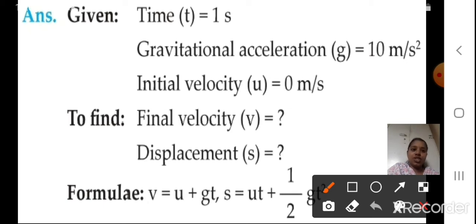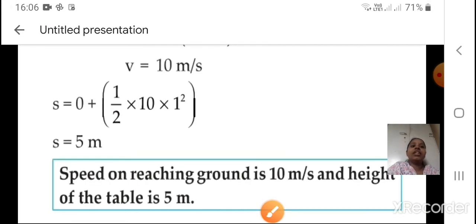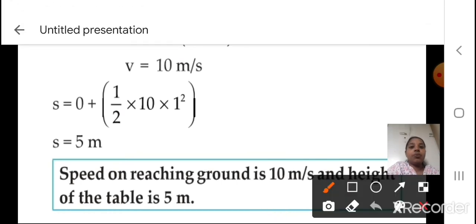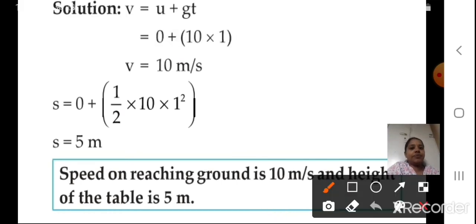V is equal to u plus gt and s is equal to ut plus half gt square. Remember students, wherever a was there, instead of acceleration a, we are writing gravitational acceleration, that is g. Now the first one, v is equal to u plus gt. We have to calculate the v value, the final velocity. So u is 0, plus 10 into 1. So v will become 10 meter per second.